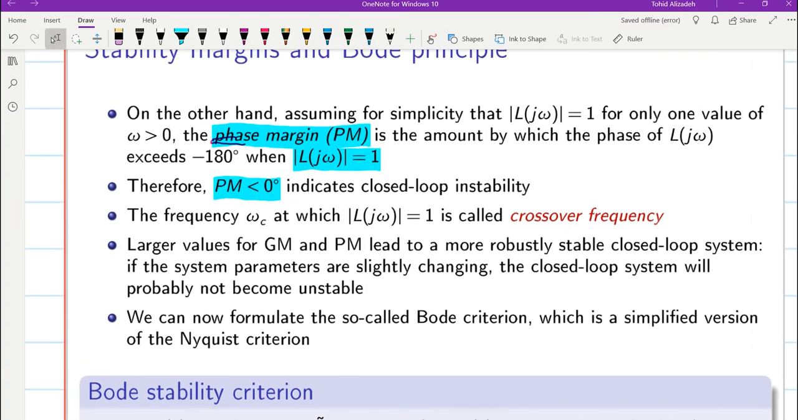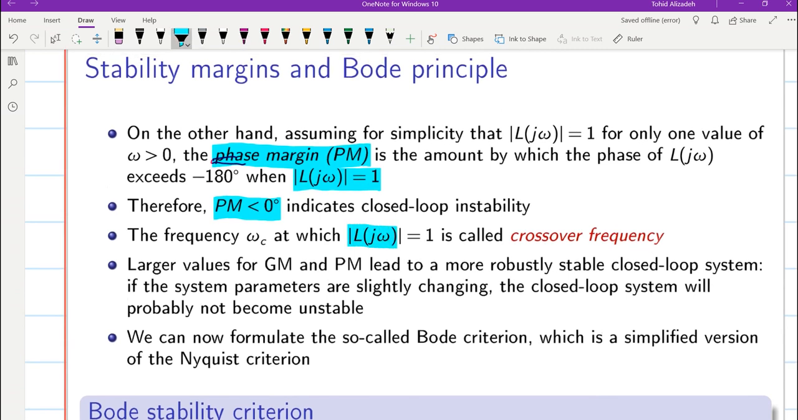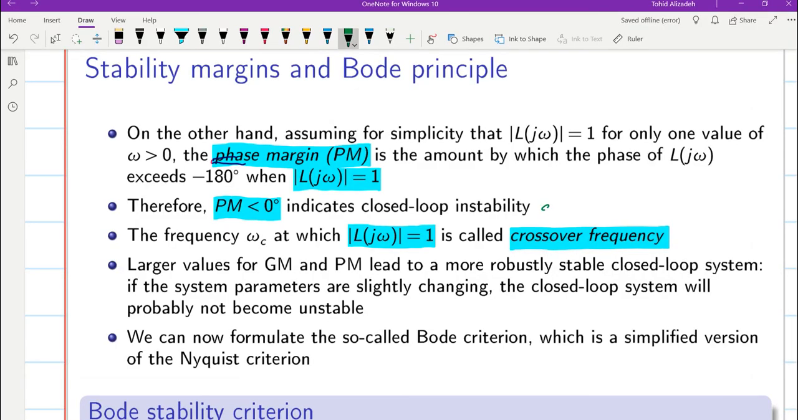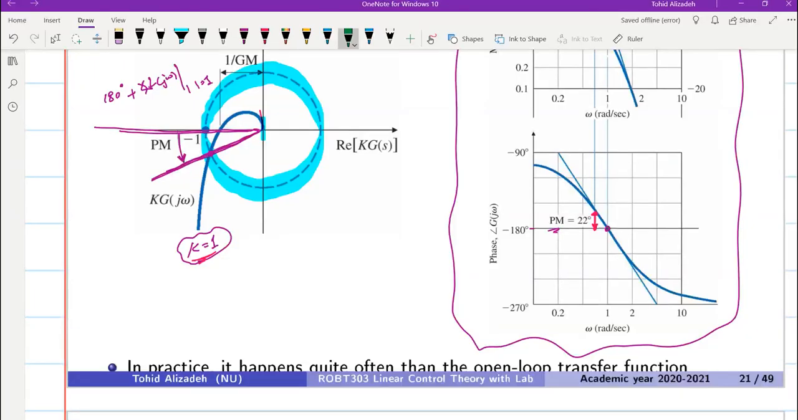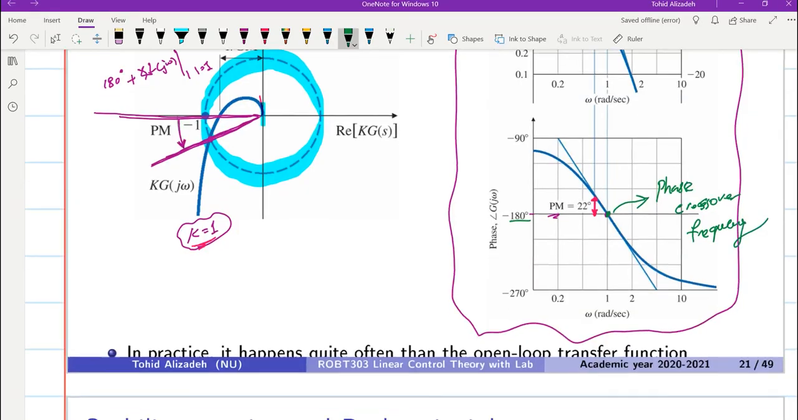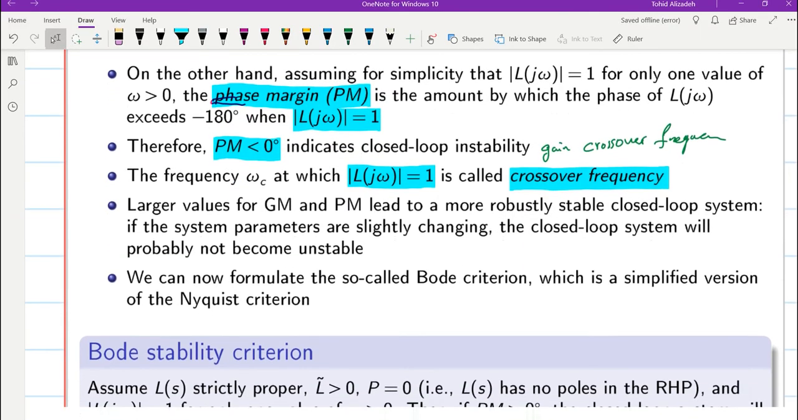We refer to that frequency, where the amplitude of L of j omega is equal to 1, as the crossover frequency, or to be more specific, it is called the gain crossover frequency. Sometimes the frequency in which the phase becomes minus 180 degrees, we refer to as the phase crossover frequency. So in that way, we can determine the phase margin.